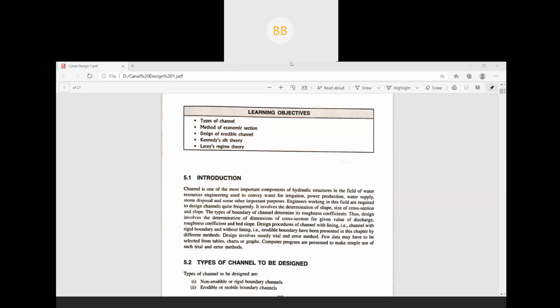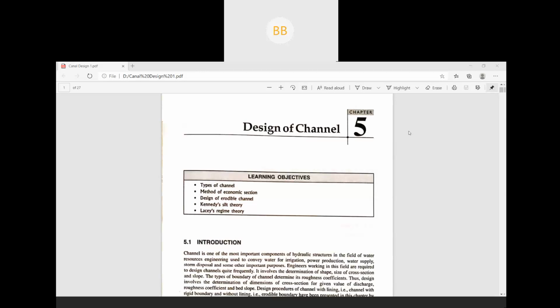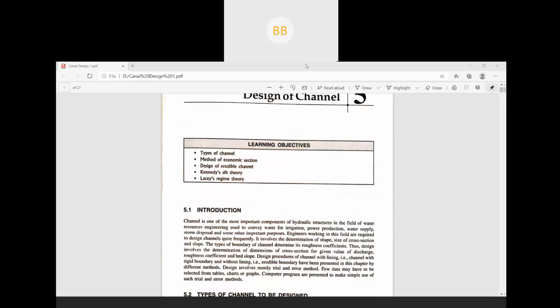So today we are going to start a new chapter. It's a design of channel, or you can also say it's a design of canal. So here in this chapter we have two types. One is your lined canal, and one is your unlined canal. Okay. So what is the difference between the two?